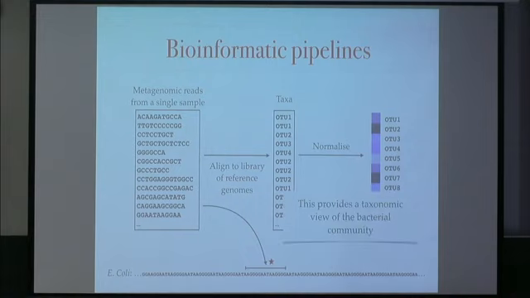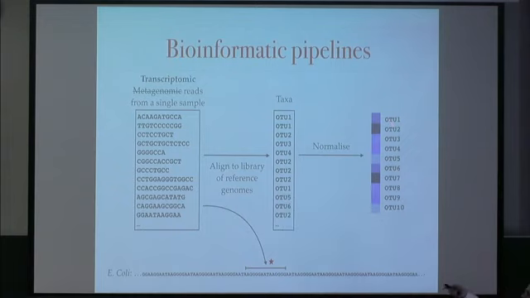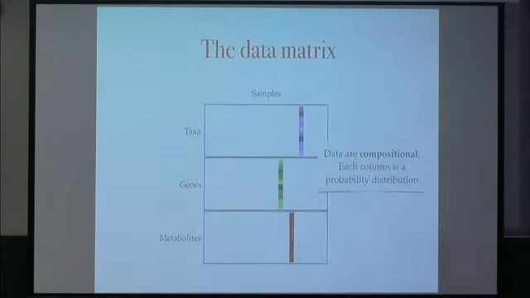This provides a taxonomic view of the bacterial community. Okay, so we're taking metagenomic samples and translating them into species. You can do the same thing with transcriptomic data. Okay, you can classify reads by species and then obtain a distribution over species, and that would be interpreted as the contribution of each taxon to overall gene expression in the community. Okay, so this is how we obtain these columns.